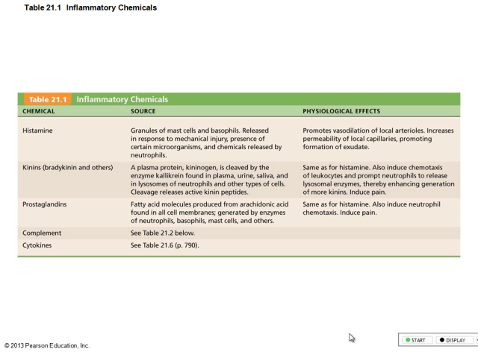Exactly. That's how you should think of an immune response, as an army. There's different players in the army. They have different jobs. They have different functions. And that's exactly what an immune response is.